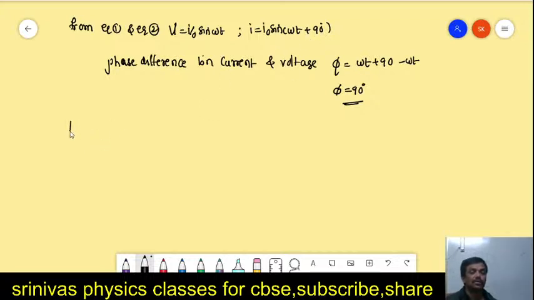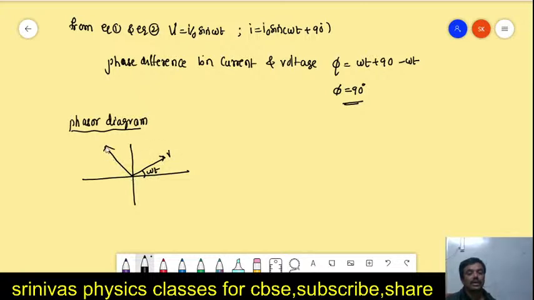If you want to draw the phasor diagram, it will be like this. Look very carefully. For a phasor diagram, you have to indicate the voltage and current as rotating vectors. Current angle is more. I am taking the voltage angle as omega t. This is the voltage angle, and the current angle is more by 90 degree.